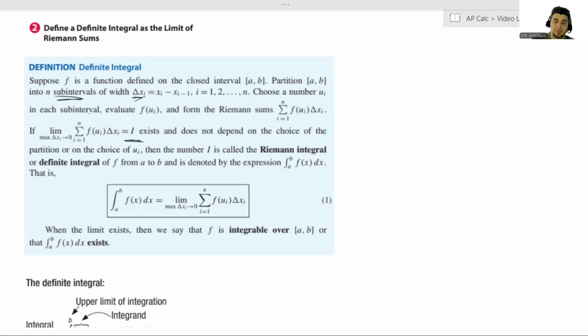Then the number I is called a Riemann integral, or what we would call more formally a definite integral of f from a to b, and is denoted by this expression here. That is, and this is how we're going to read this, the definite integral of f of x from a to b dx is equal to the limit of the Riemann sum. So when this limit exists, we say that the function f is integrable over the interval a to b, or that the definite integral exists.